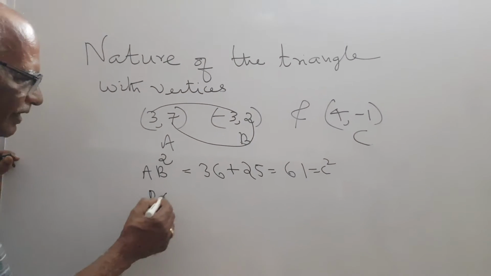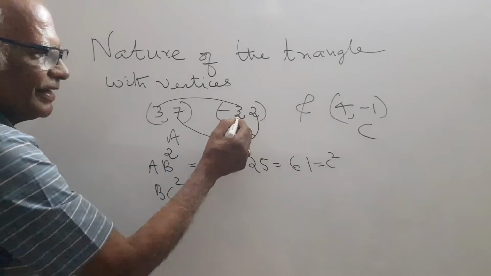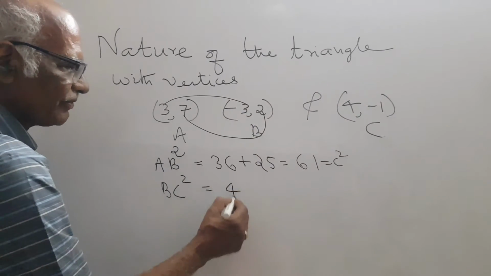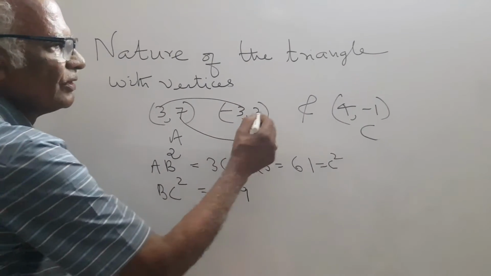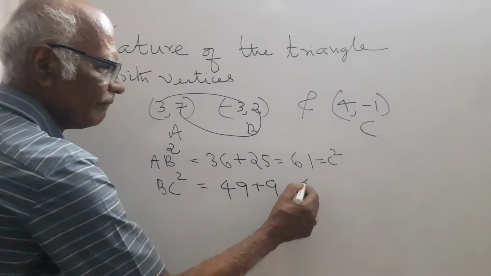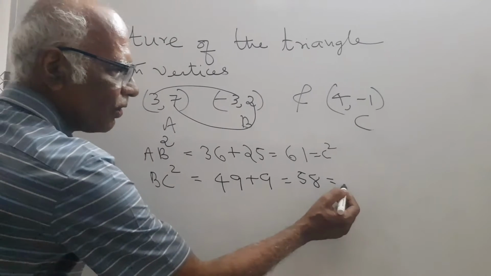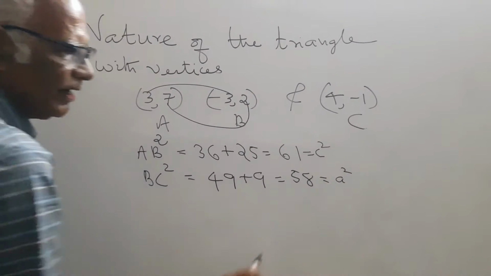Now BC square. 4 minus (-3) is 7, square is 49. 2 minus (-1) is 3, square is 9. So it is 58. BC is a, so it is a square.